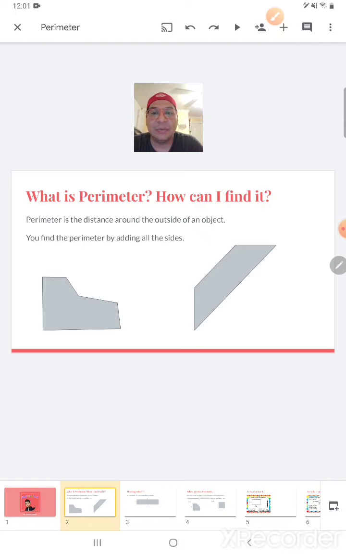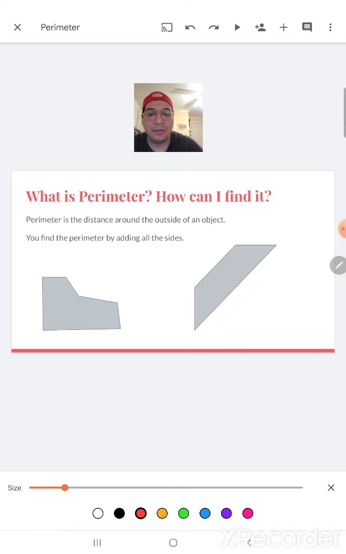Perimeter is the distance around the outside of an object, so that's important. Make sure that we understand what they mean or refer to. The perimeter is only the outside of the object, not the inside, but the outside of the object. You find the perimeter by adding all the sides. Let's go ahead and do that here.